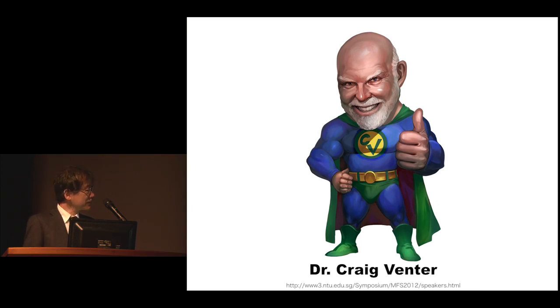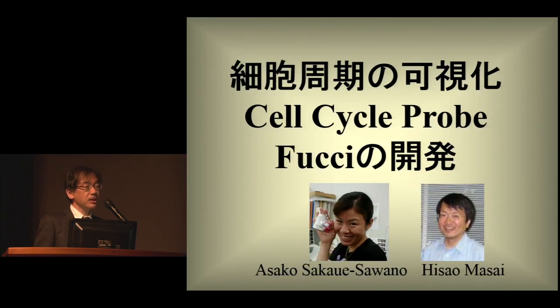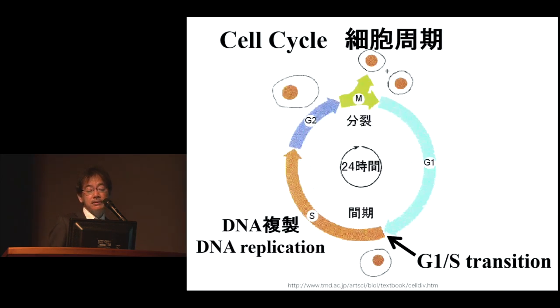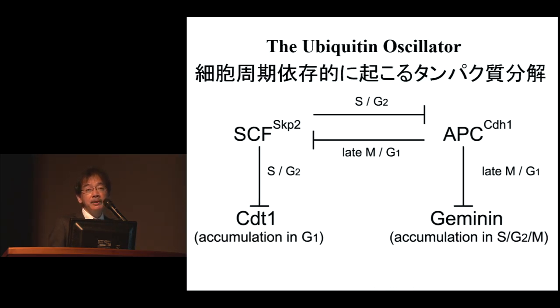Okay. All right. Next, I'd like to discuss bioimaging at the organ and tissue level and the cell cycle. So this is the cell cycle of eukaryotic cells, G1, S, G2, and M. And before dividing to produce two daughter cells, a cell is supposed to duplicate the DNA in the S phase. So we wanted to visualize the transition from G1 to S, the G1/S transition. And for that, we used the ubiquitin oscillator, the cell cycle dependent proteolysis.